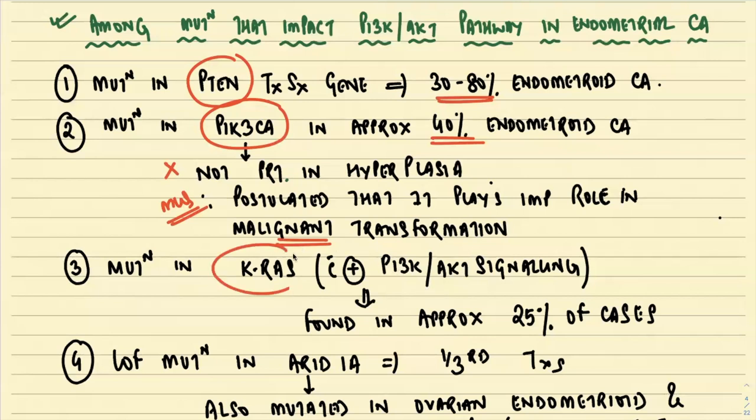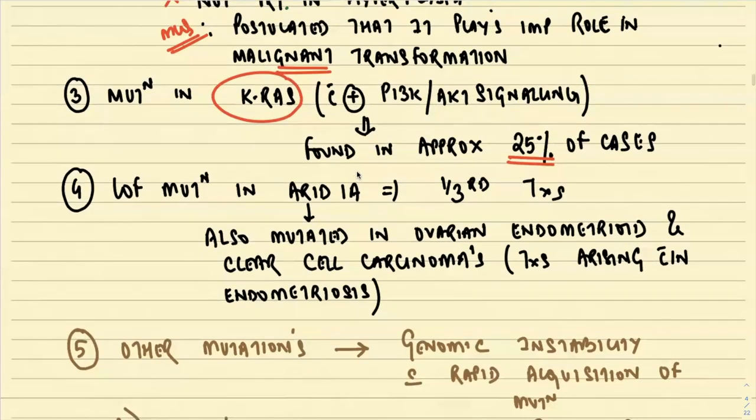Mutation in KRAS, which also causes increased PI3K AKT signaling pathway, is seen in 25% of all cases. Loss of function mutation in the ARID1A tumor suppressor gene is seen in one third of the cases. Mutation in ARID1A is also present in ovarian endometrioid and clear cell carcinomas, and in endometriosis, if you remember from the previous lecture. So this loss of function mutation in ARID1A is present in one third of endometrioid carcinomas of the endometrium, and also in ovarian endometrioid and clear cell carcinomas, which are tumors arising from endometriosis, and it is also present in the endometriotic lesions.